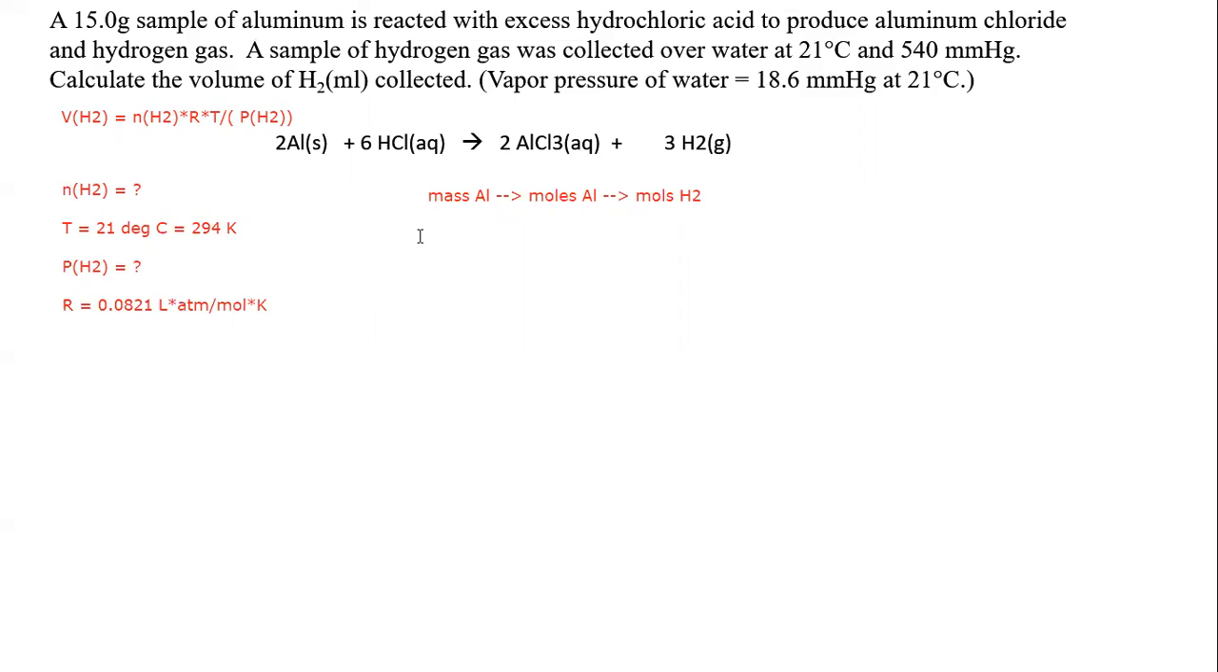Now to find the pressure of H2, again, this is collected over water, which means it's a mixture of gases. It's a mixture of water vapor and hydrogen gas. And so that's why it gives us the vapor pressure of water, because this gas that was collected at 540 millimeters of mercury is a mixture of hydrogen and water vapor gas. So again, P total equals P of hydrogen plus P of water.